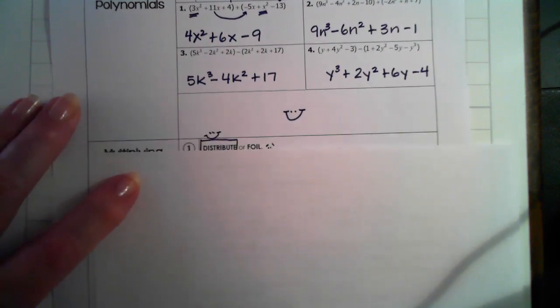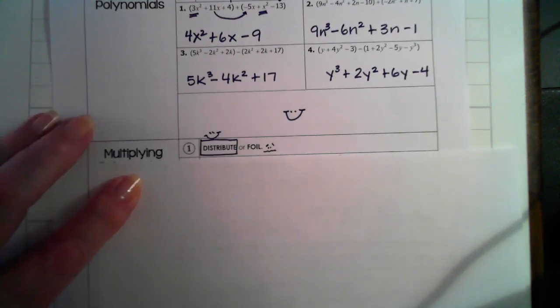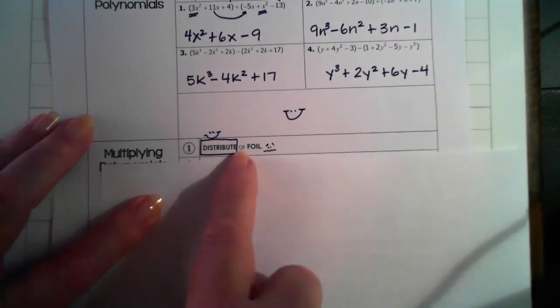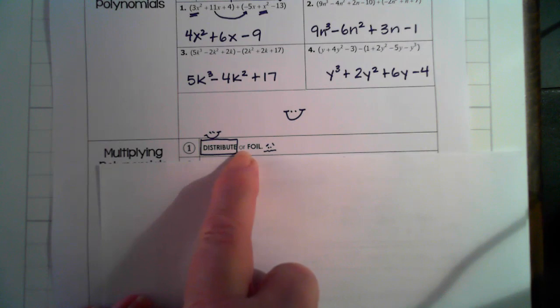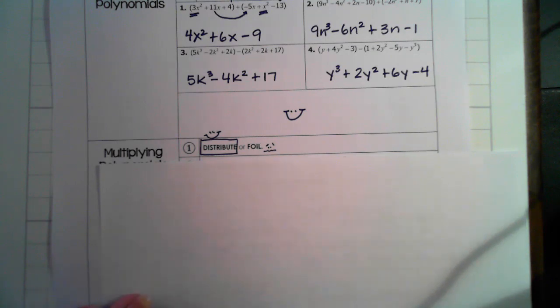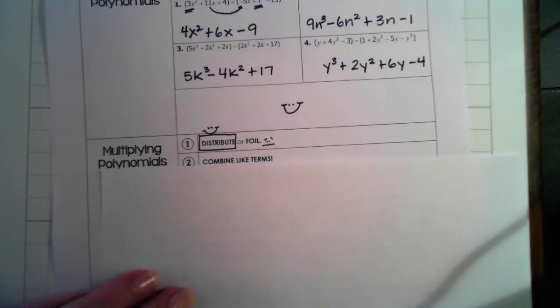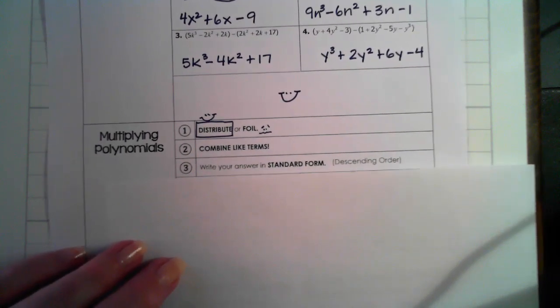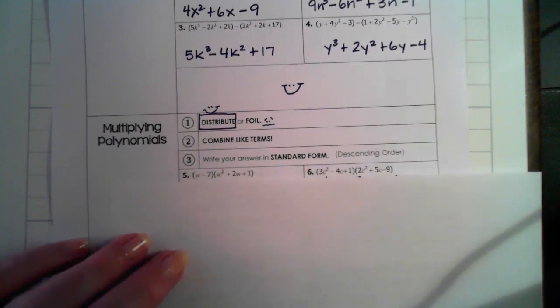Now, we're going to talk about multiplying, well, just multiplying polynomials. Distribute is the rule. Sometimes you hear the word FOIL. You really only did FOIL when it was one binomial times another binomial. Distribution is really what we're doing. So you're going to distribute, and then you're going to combine like terms. Write your answer in standard form, meaning descending order.